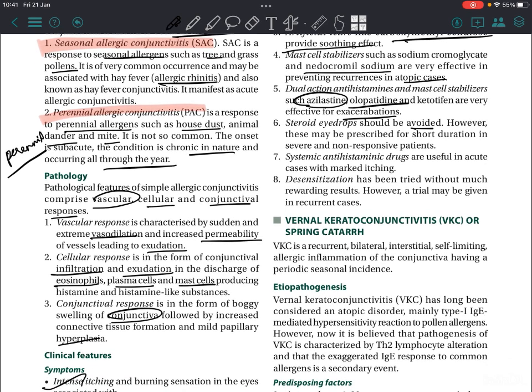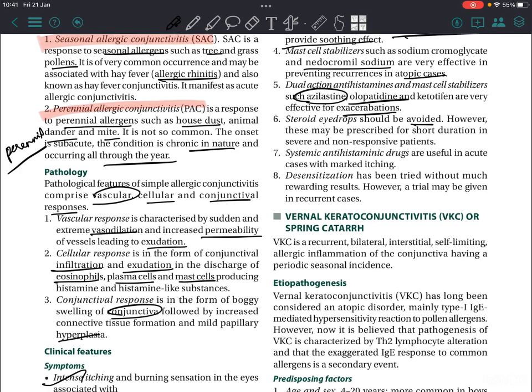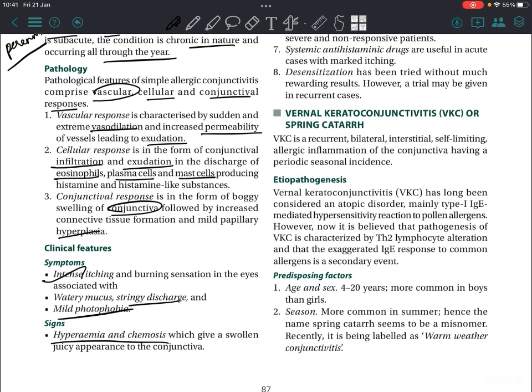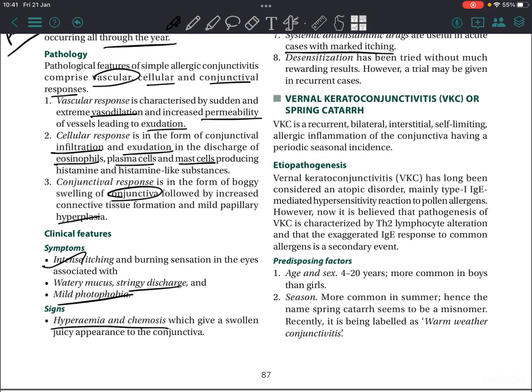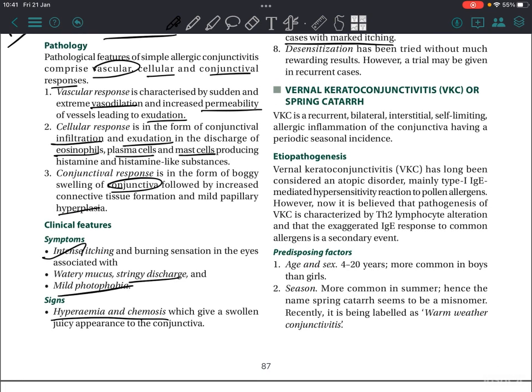Steroid eye drops should be avoided. They may be prescribed for a short duration. Systemic antihistamine drugs are useful in acute cases with marked itching. Desensitization has been tried without much rewarding results. However, a trial may be given.